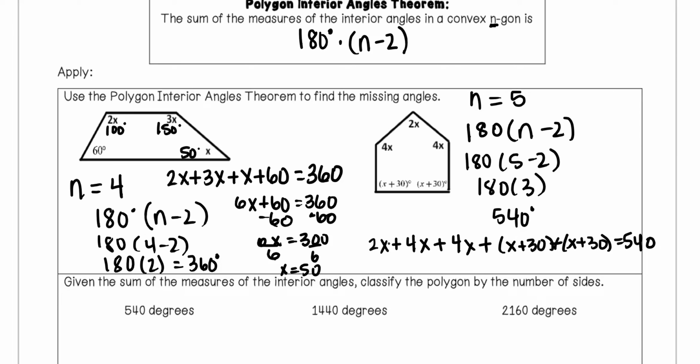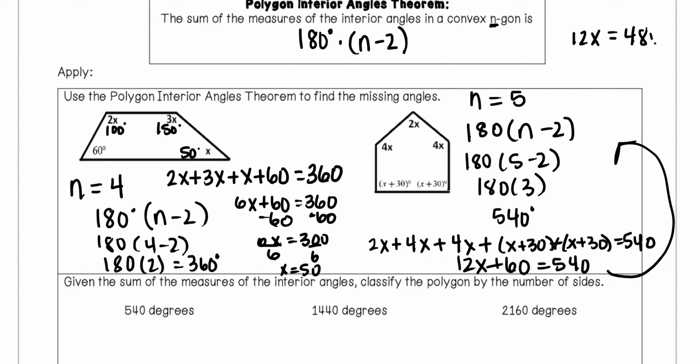We have 2x plus 4x plus 4x plus another x over here and here. We've got 12 x's plus 30 and 30, so plus 60, will equal 540. We'll subtract 60 from both sides, and we're left with 12x equals 480. And when we divide by 12 on each side, we'll be left with x equals 40.